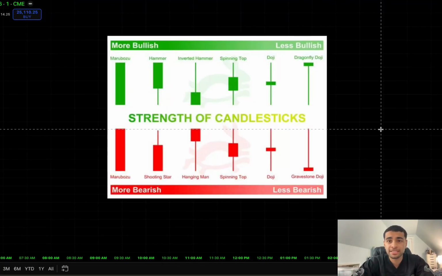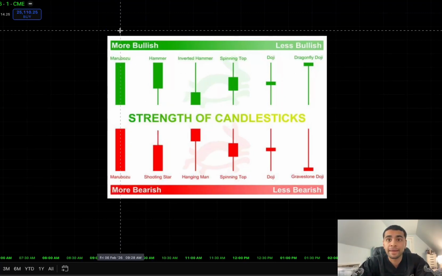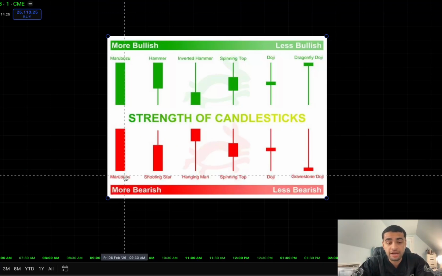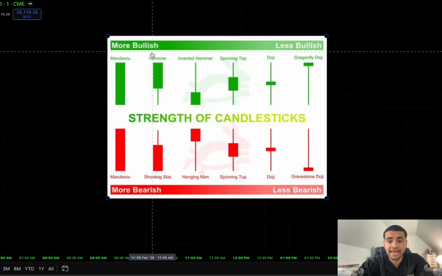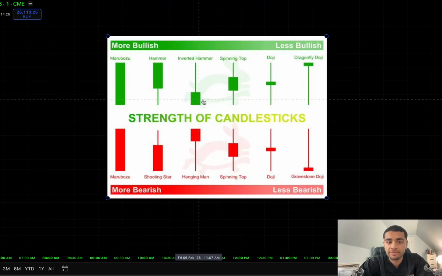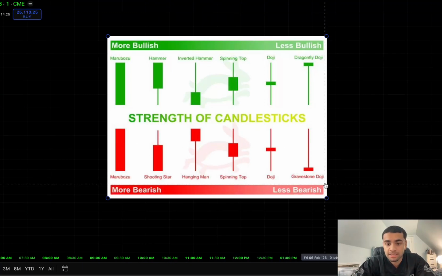Let me show you guys different examples of candlesticks. A more bullish candlestick would have less of a wick and a big body. Same thing with a very bearish candlestick. There's a lot of sellers here, so the candle is bigger. As you can see, as the candle becomes less bullish, the body becomes smaller. Same thing with the bearish candlestick. The body starts to become smaller as it becomes less bearish.